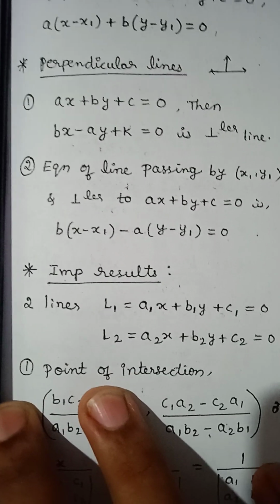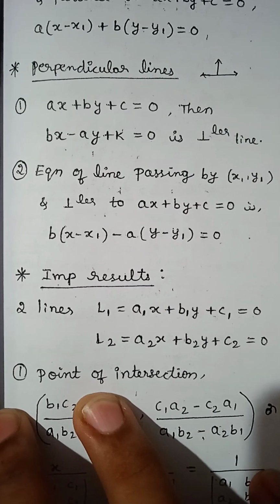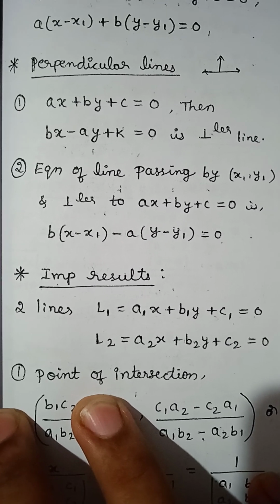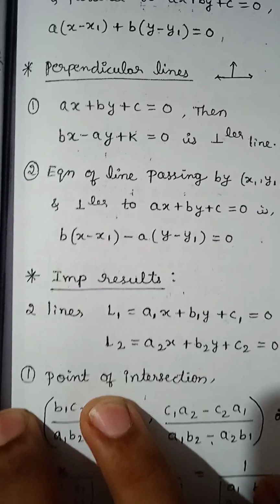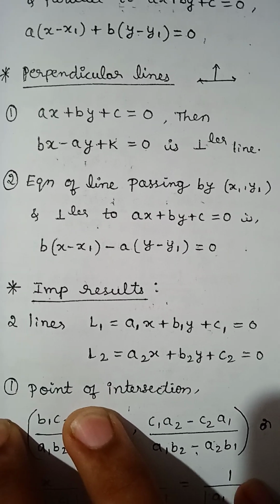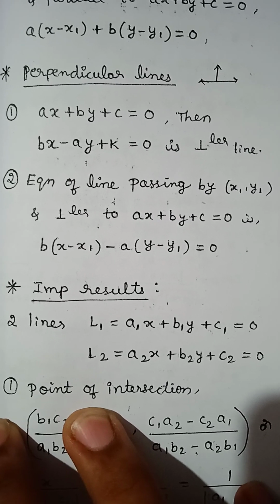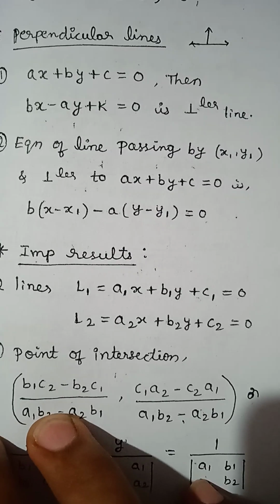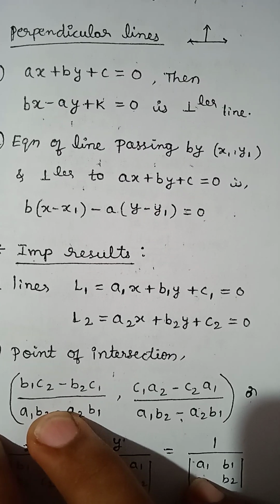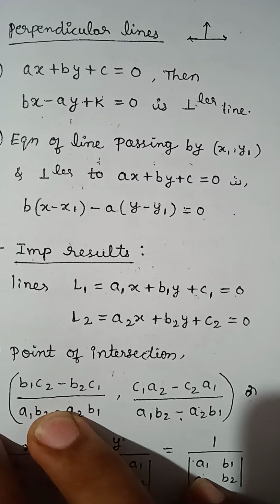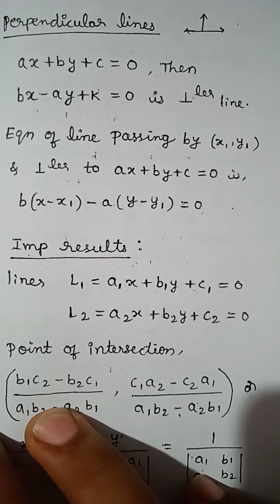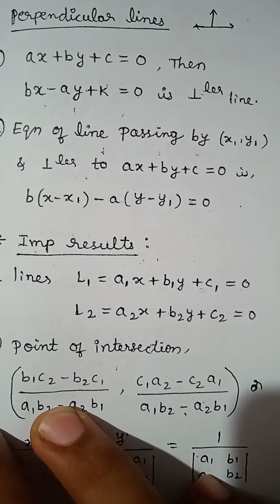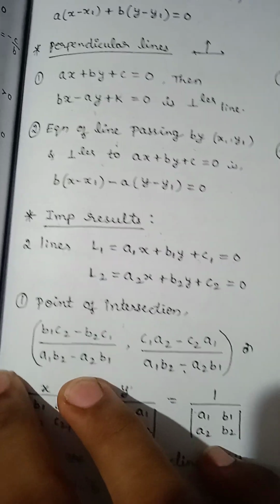Now we move on to the perpendicular lines. Suppose ax plus by plus c equal to 0, then its perpendicular line equation could be bx minus ay plus k equal to 0. Suppose the equation of the line passing through x1 y1 and perpendicular to ax plus by plus c equal to 0 is b into x minus x1 minus a into y minus y1 equal to 0.